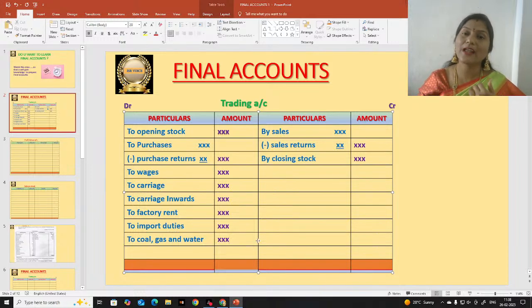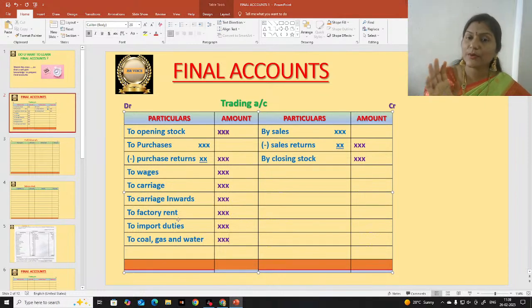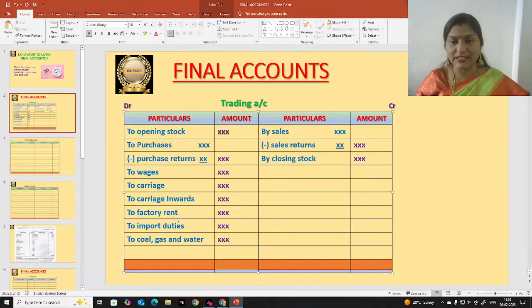Remaining items are manufacturing expenses, octroi, clearing charges, factory supervisor salary. Okay, so these all are going to appear on the debit side of trading account. And next, credit side, you remember these two items whatever we recorded, sales and sales returns. And next one is closing stock. These are regular items. And next, after recording these trading account items, we have to total it.